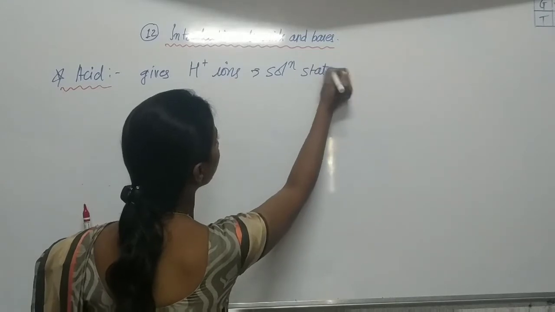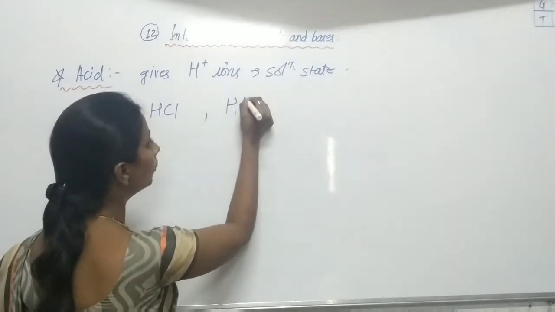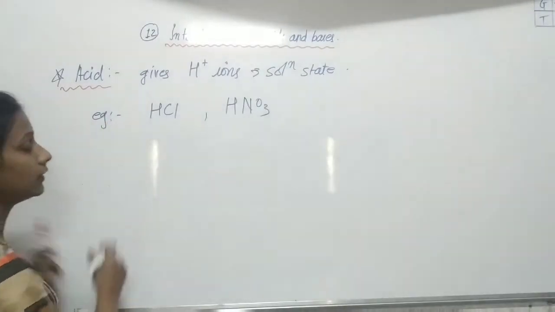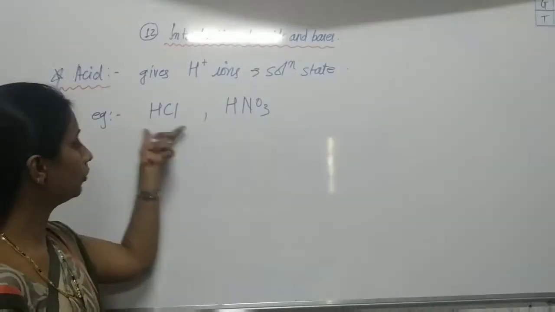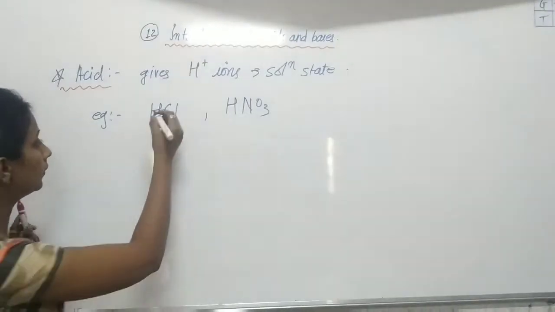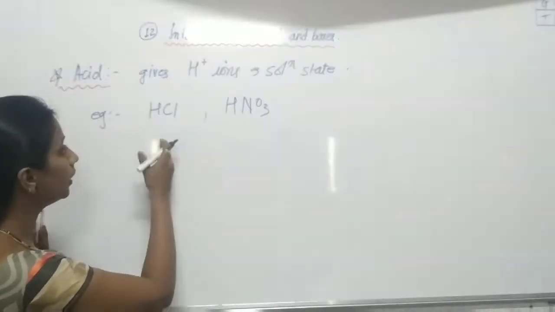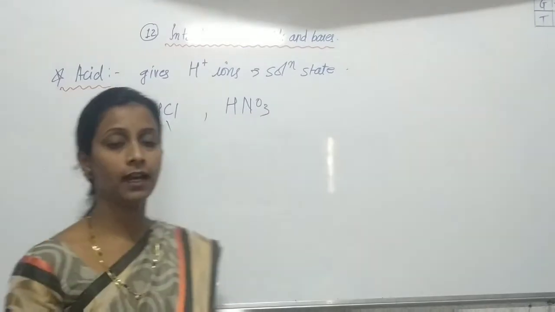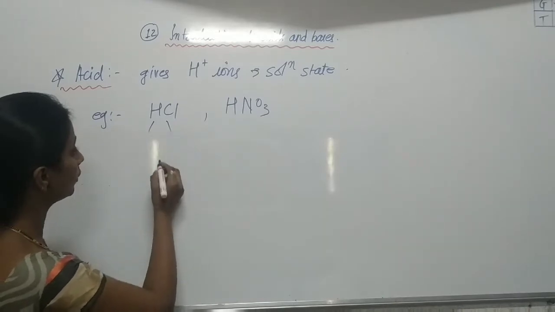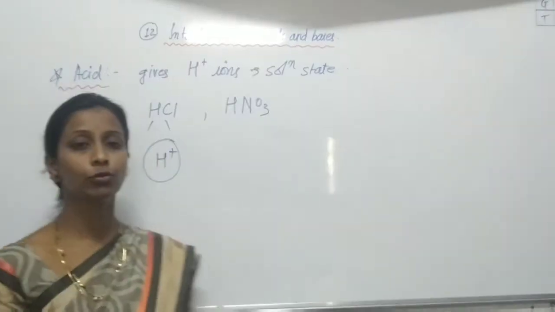HCl and HNO3 are examples of acids: hydrochloric acid and nitric acid. When we add these acids in water, in dilute water, the ions present inside that acid get dissociated. Here the ions are getting dissociated, which means it forms H plus ions in their solution state.